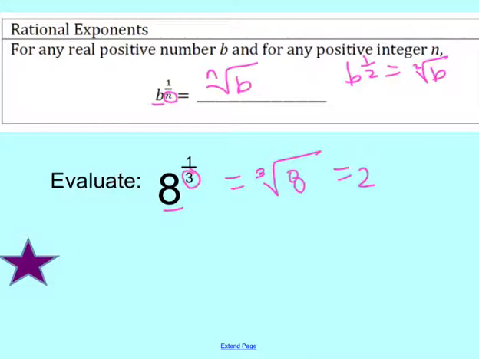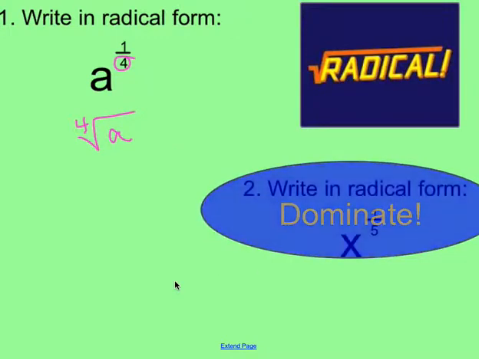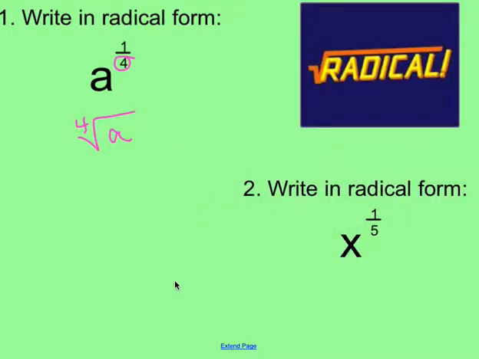Okay, let's go ahead and look at a few more. We want to write it in radical form. Well, my n in this case is 4, so it's the 4th root of my b is a. My next example is x to the 1/5. Well, the n part is 5, so it's the 5th root of x. So there it is in radical form. Remember that this is the radical, so this is keeping it in radical form.